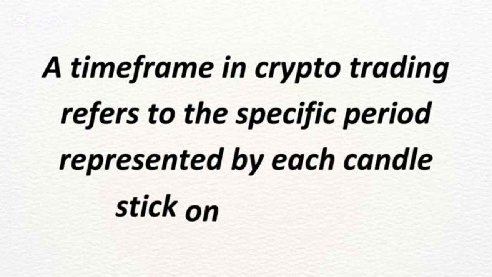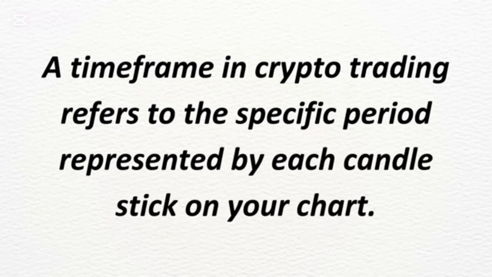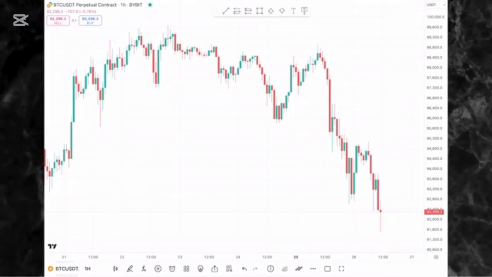Now, what is a time frame on the chart? A time frame on the chart refers to the specific period represented by each candlestick on your chart. The time frame could be as short as 1 minute or as long as 1 month. Understanding these time frames is essential because they show you price movement over different periods and they give you various views on the market trends. Now, that's just the theory explanation of what a time frame is. Now, let me show you on the chart.